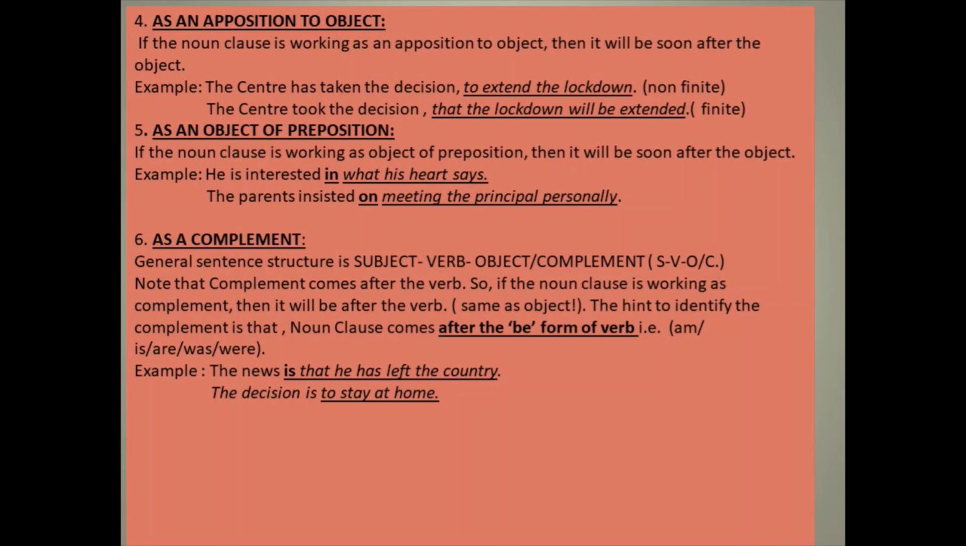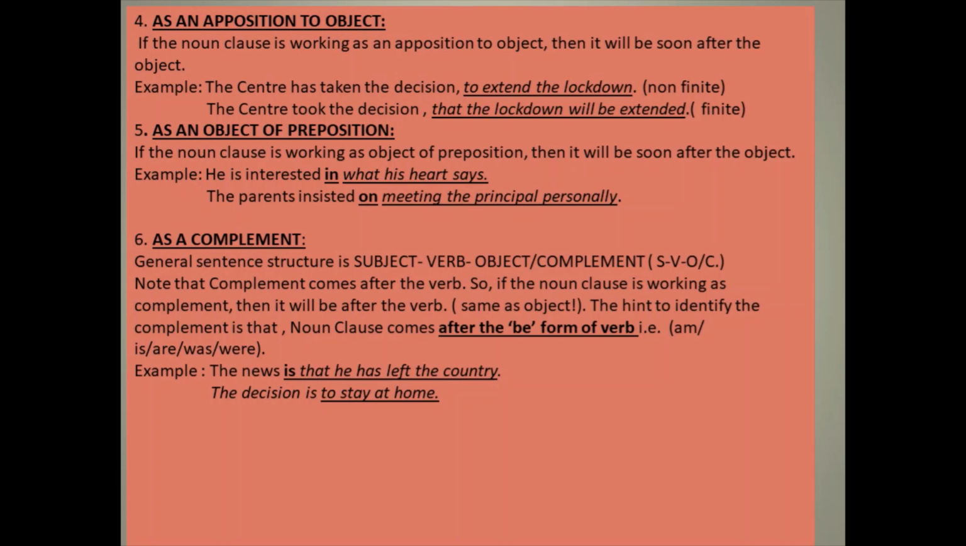Okay. General sentence structure, just now I discussed. Note that complement comes after the verb, right? Either it can be object or the complement. So if the noun clause is working as complement, then it will be after the verb, same as object. Right? The hint to identify the complement is that noun clause comes after the be form of verb. That is a simple example, children. If it is working as an object, it will be soon after the verb, right?